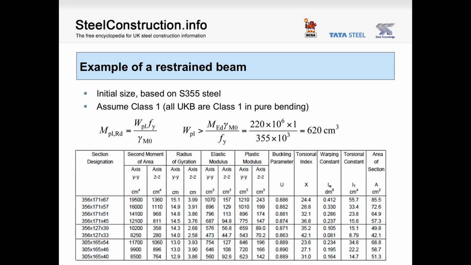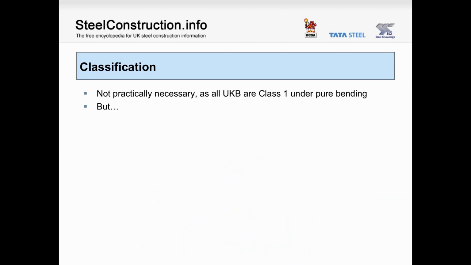So from a table of section properties, we're interested in the plastic modulus. In the major axis, we're looking for a plastic modulus which exceeds 620. So it would appear that a 305 by 165 by 40 universal beam is appropriate.